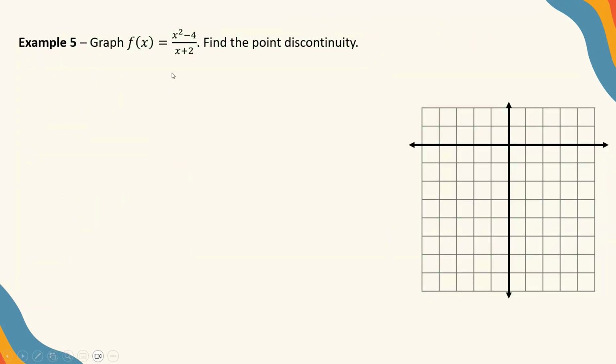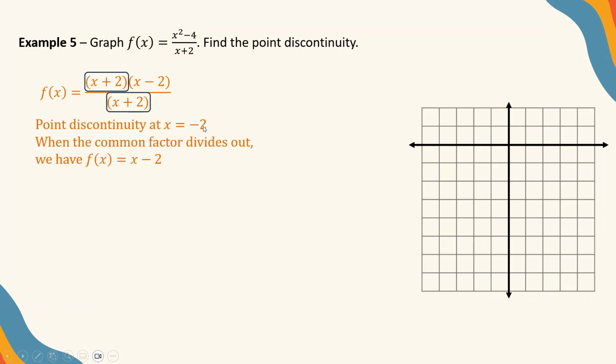All right, finding the point of discontinuity, we need to first factor both our numerator and denominator. In the numerator, we have x squared minus 4. That's the difference of squares. That factors into x plus 2, x minus 2. So you see we have a common factor of x plus 2. So our point of discontinuity would be at x equals -2. When the common factor divides out, we're left with f of x equals x minus 2.